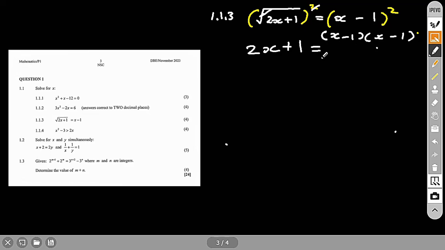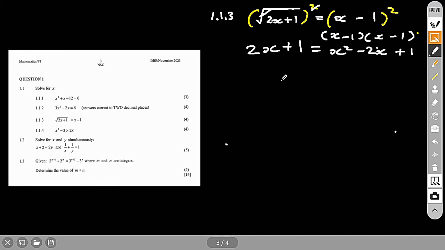So it's x times x is x squared. X times negative 1 is negative x. Negative 1 times x is negative x. Negative x minus x is negative 2x. And then 1 times 1 is plus 1.